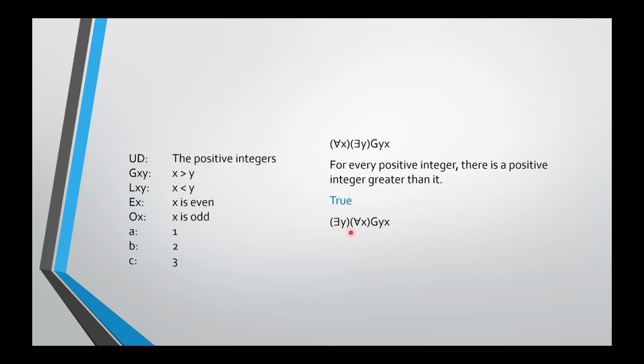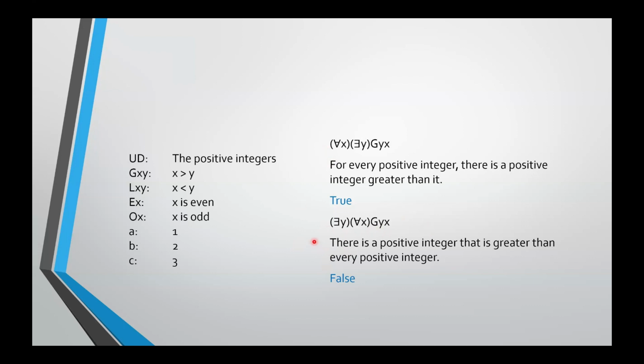Now this one is going to be true if there is at least one object in the universe of discourse for which this formula here is satisfied. So you have at least one object for which for all x, gyx is satisfied, meaning that for that object, for every x in the universe of discourse, that object is greater than x, right? Or to put it more idiomatically, if there is a positive integer that is greater than every positive integer. And that's false, right? There is no greatest positive integer. So this statement is not true.